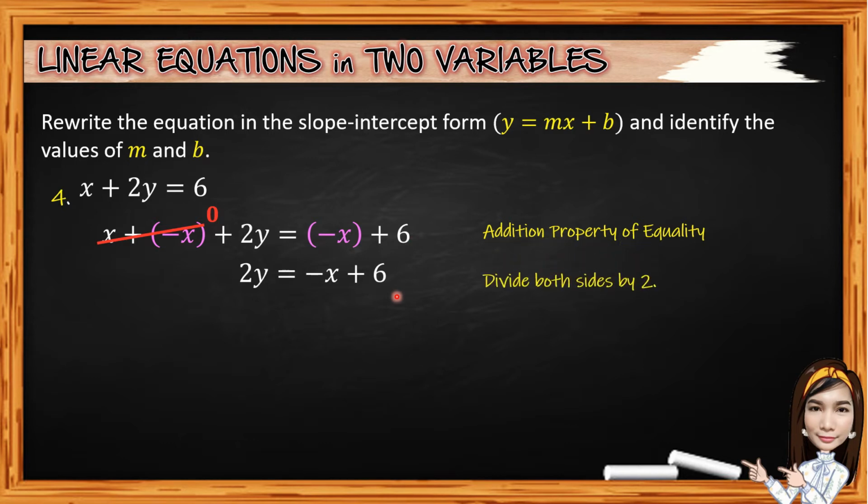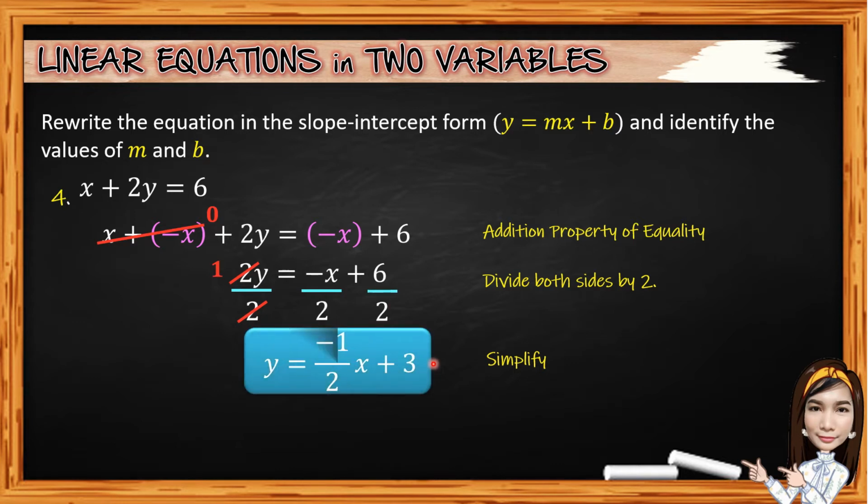Then divide both sides by 2, which is the coefficient of y, so that we can simplify 2 divided by 2 is equal to 1 times y. We have the remaining y equals negative 1 over 2x plus 6 divided by 2 is equal to 3. So that is in the slope-intercept form written as y equals mx plus b, where m is negative 1/2 and b is positive 3.